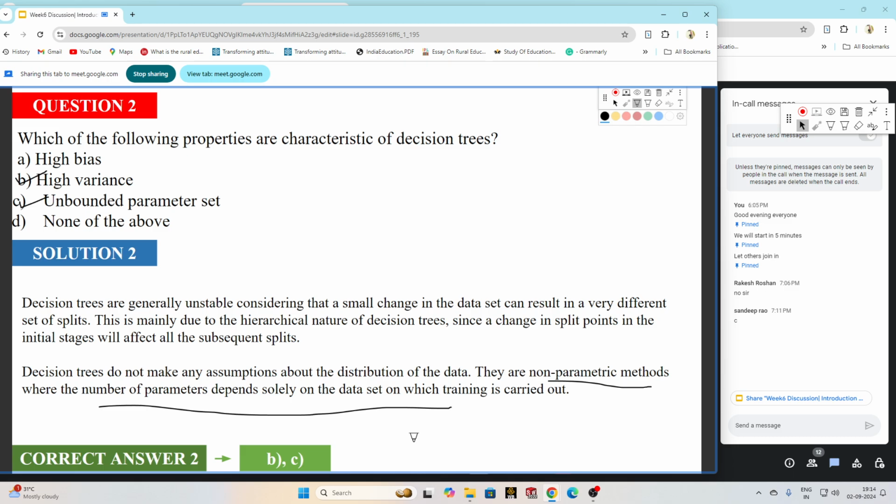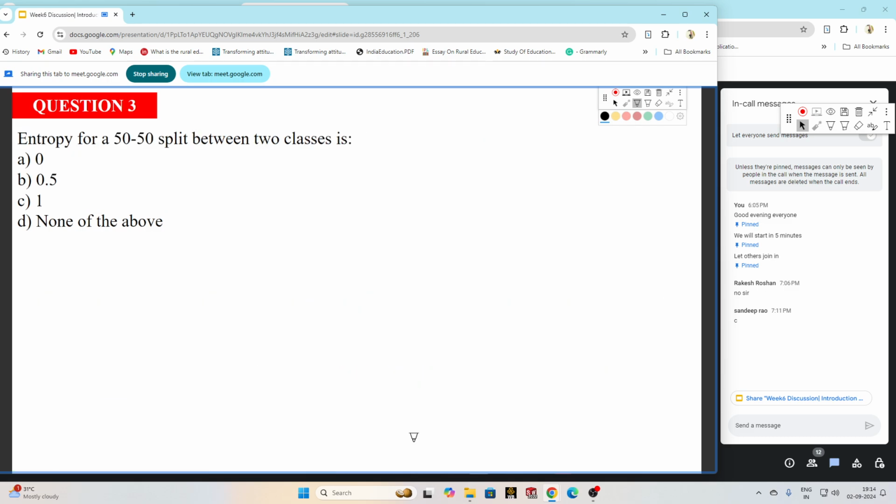Okay, so let's move on to the third question. Entropy of a 50-50 split between two classes is: option A, 0; option B, 0.5; option C, 1; option D, none of the above. What does a 50-50 split mean? It means if you have 4 examples and two classes, true and false, then 2 true examples and 2 false examples.